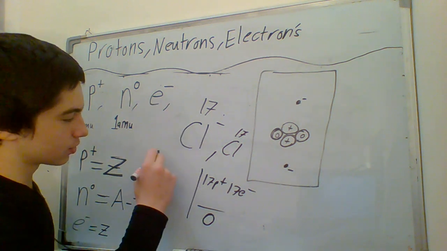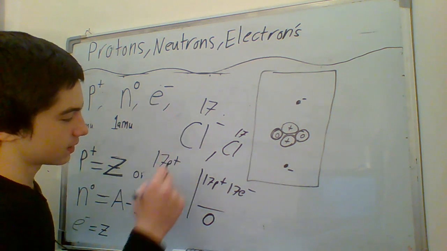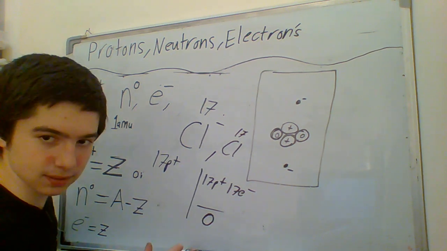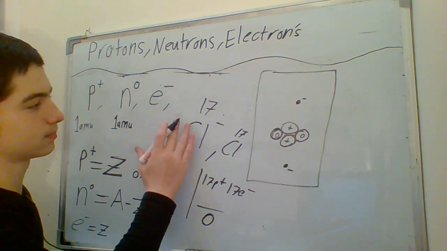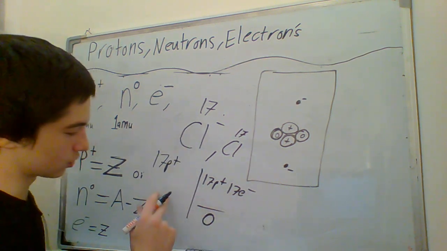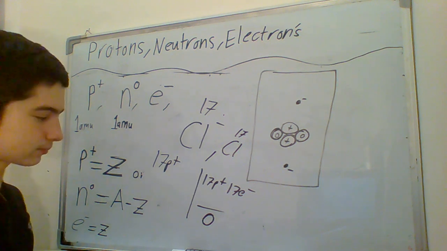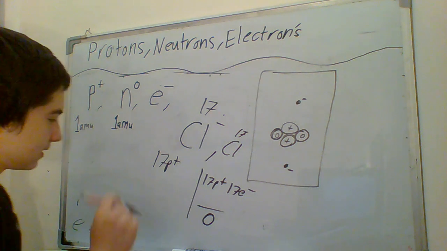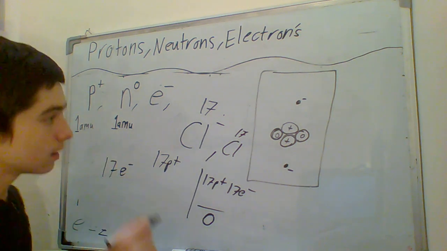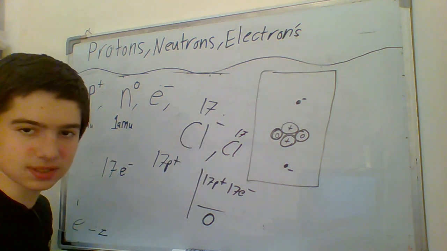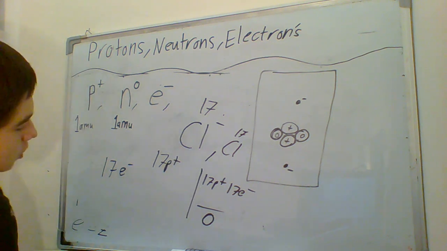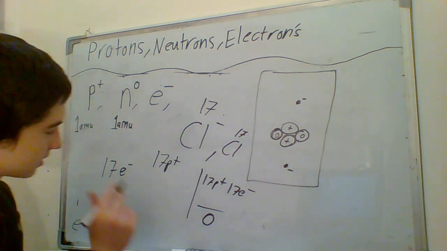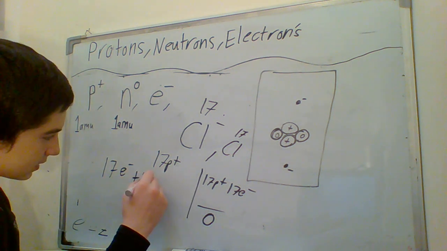Same thing, atomic number, so the number of protons won't change. 17 plus. What about the electrons? Let's consider it as a neutral element. Let's say it's 17 electrons. We consider it as a neutral element. So we say that it has 17 electrons. But then we see the minus sign. So what do we do? We simply add to it. Just put here plus 1 minus.